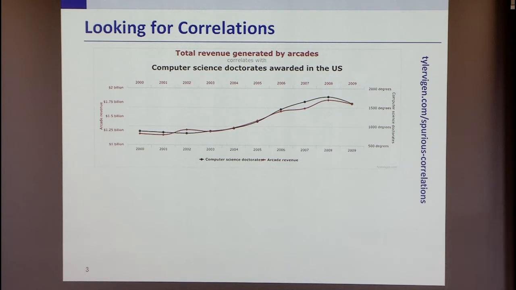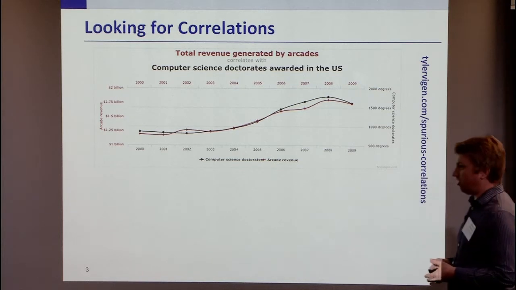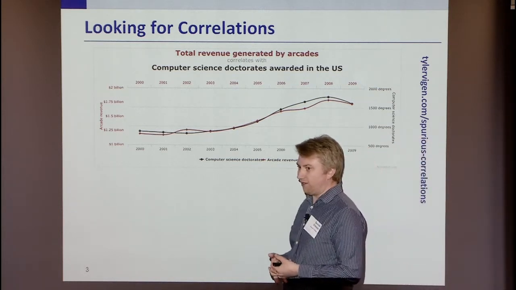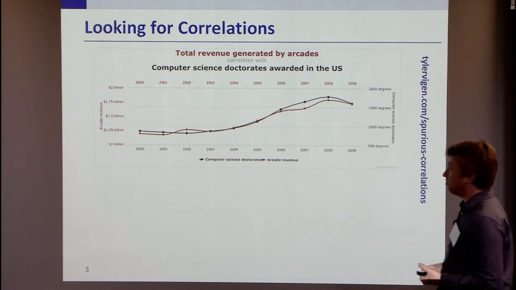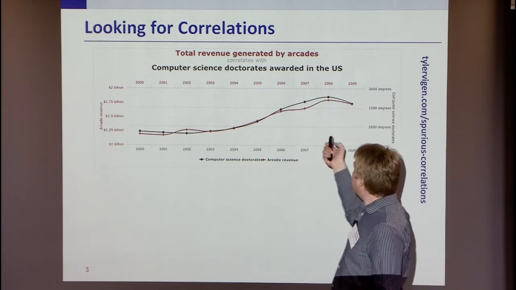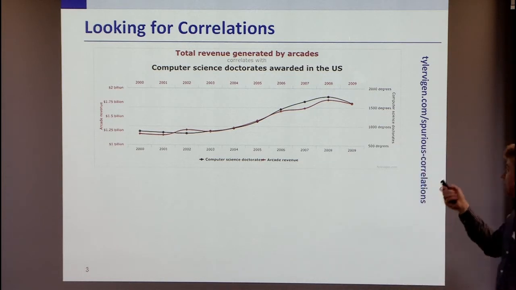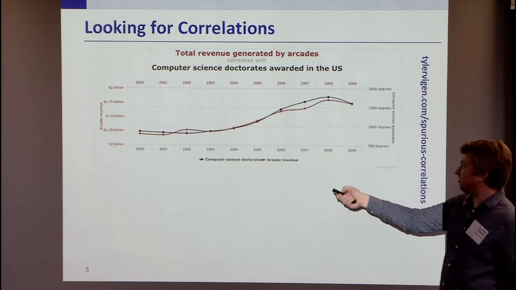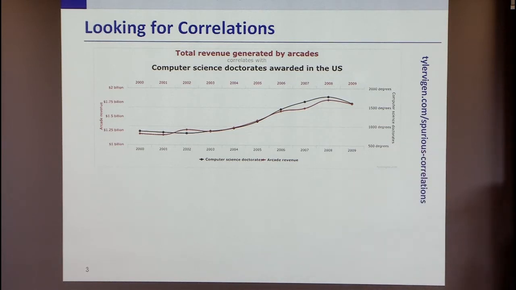You can have no end of fun looking up this web page of spurious correlations that's essentially taken large quantities of data and gone through many pairs and seen when there is a very high correlation between things for which it would be hard to posit any causal relationship. This is one I picked out. It's showing total revenue generated by entertainment arcades versus computer science doctorates awarded in the US. And you'll see the two series seem to travel together pleasingly closely.